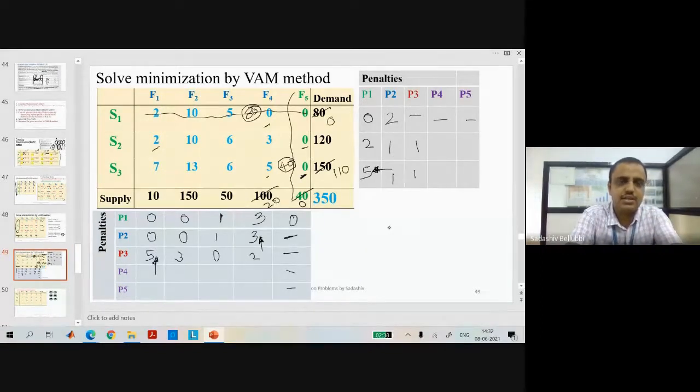For this, what is the smallest number in this column? 2 is the smallest number. If 2 is the smallest number, then what is the demand and supply? Demand is 120, but the supply is only 10. So we can go for allocating only 10 here. If you allocate 10, then it is 0. Then cancel this F1, and this will remain with 110. Next, go for finding the P4.